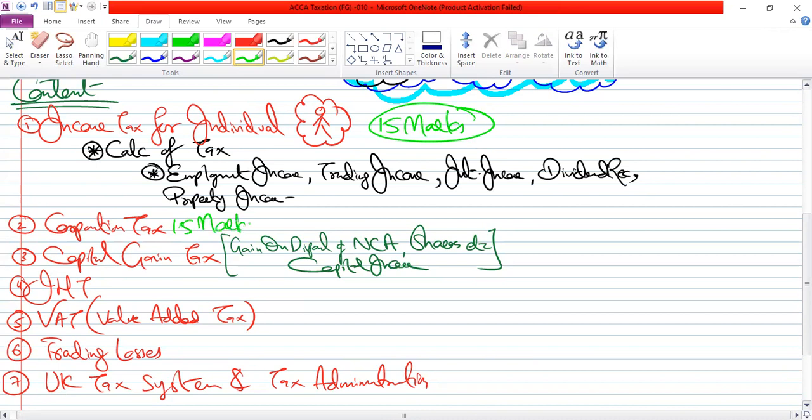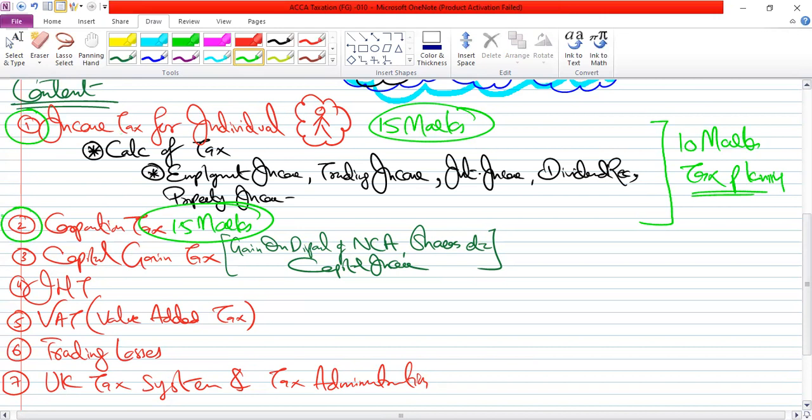15 marks are going to come from here. Tax planning, 10 marks. Tax planning we will also learn when we are covering these 1 and 2. Tax planning is not a separate chapter. In your textbook, in your revision kit, you will never find a chapter named tax planning, because tax planning is not a new thing. What is tax planning?